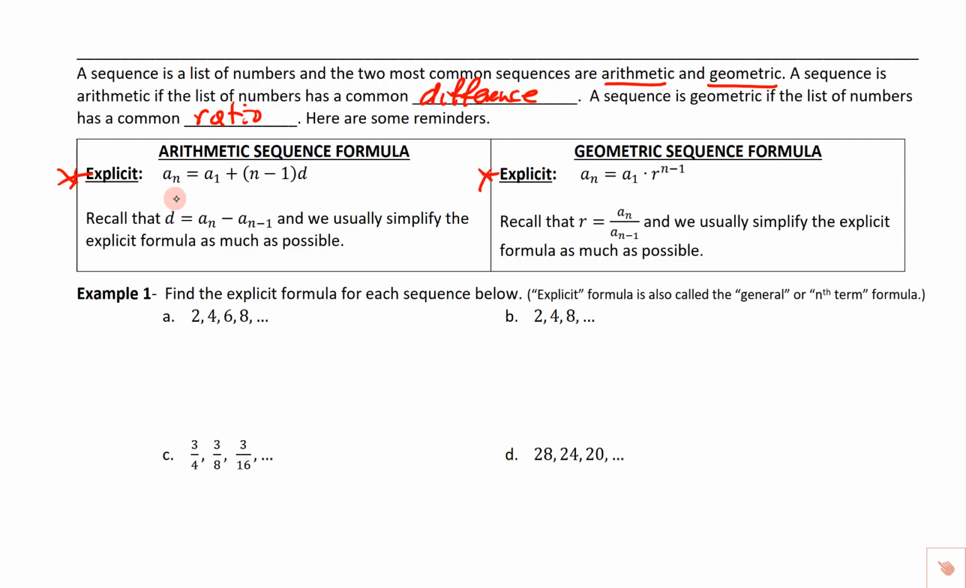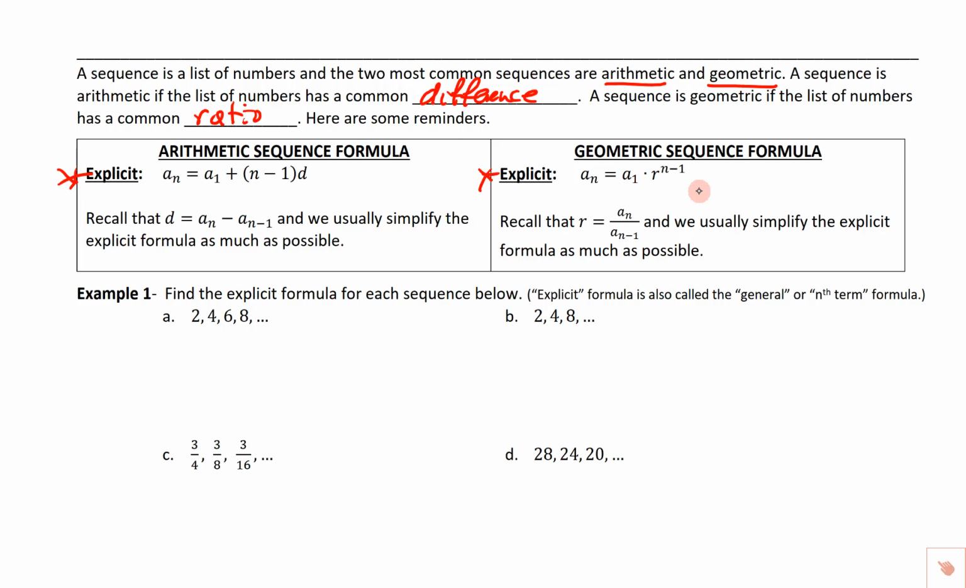A sub n, that means the nth term, is the first term. That's what a sub 1 represents, plus n minus 1 common differences. So this is the first term, this is the common difference, and n is just the index. It's the counter. It tells you which one that you're on. Recall that in order to find the common difference, you can take the nth term and then subtract the one before it. So if this was a 5, this would be 5 minus 1, so that would be 4. If you want to find the common difference, you subtract the 4th term from the 5th term.